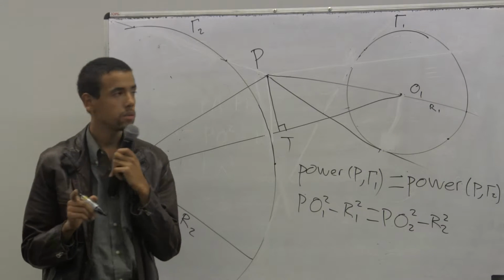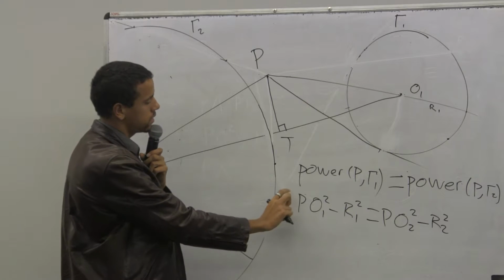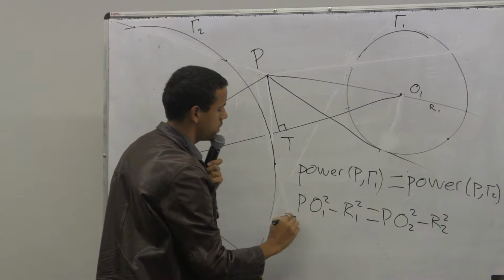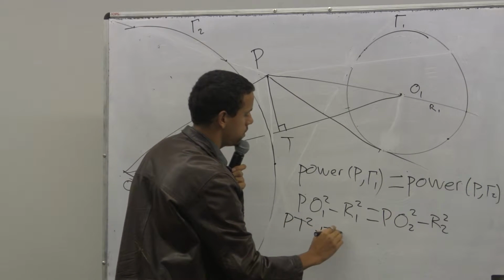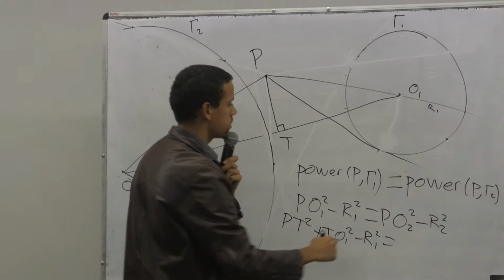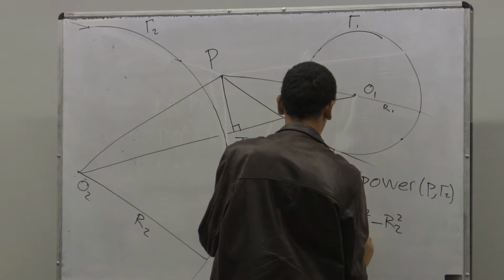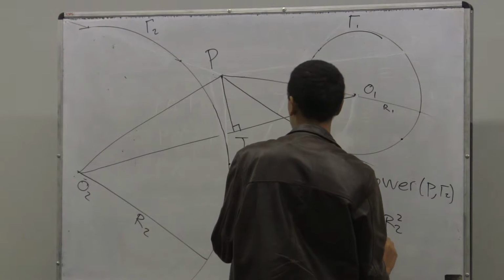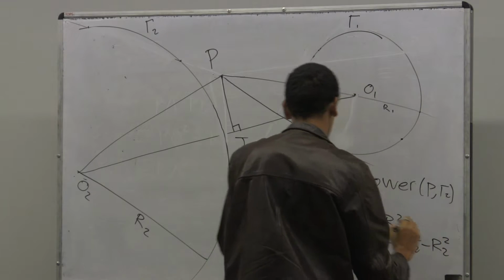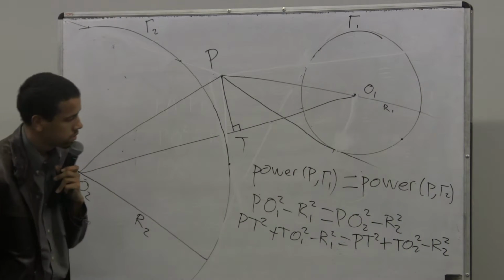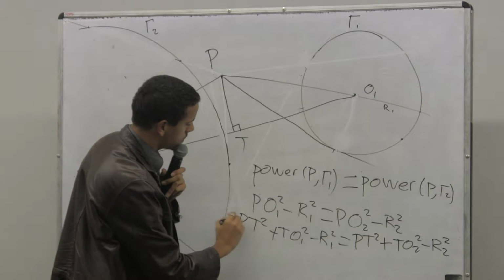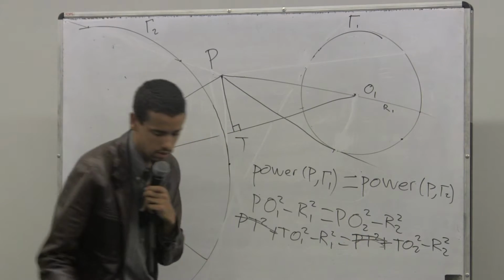Cool. Yeah, that's basically what we're going to do now. In this formula where we see PO1 squared, we're going to write PT squared plus TO1 squared minus R1 squared. And on this side, PO2 squared is PT squared plus TO2 squared minus R2 squared. Okay, why is that good? What happens? PT squared cancels out.